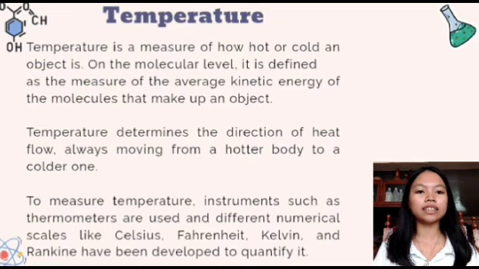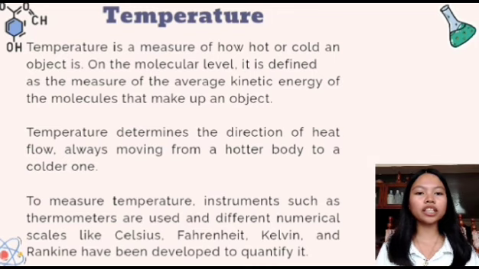Temperature measures how hot or cold an object is. On a molecular level, it represents the average kinetic energy of the molecules. The faster they move, the hotter the object becomes. The slower they move, the colder it is. Heat always flows from a hotter object to a colder one until both reach the same temperature. There are also different temperature scales used to measure heat: Celsius, Fahrenheit, Kelvin, and Rankine.